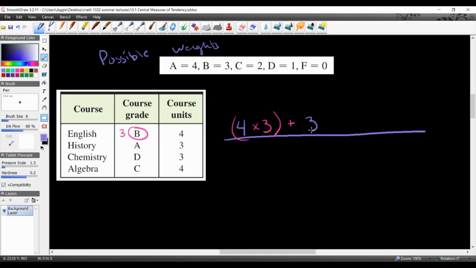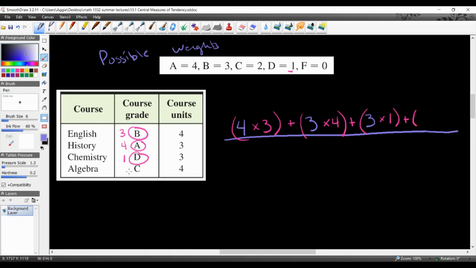For the A's, we had 3 of those. So for A, there's 3 of them, and A is equal to 4. So I'm going to multiply this one times 4. For chemistry, it looks like we had a D for that one, and there's 3 hours for that one. So chemistry is going to be 3 times, let's see, what is a D worth? A D is worth 1. That's not very good, but it is what it is. So times 1, plus we have our last one.